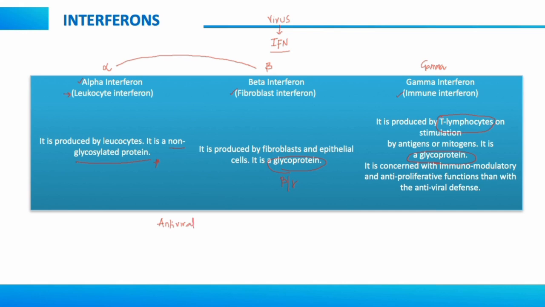Whereas gamma, what is the major mechanism of action? What is the major use of gamma? Gamma interferon has immunomodulatory properties. So immunomodulation and anti-proliferative function is more than the antiviral defense. That is the reason we use it in a peculiar disease called chronic granulomatous disease, where there is an issue with immunity. That is, there is defective phagocytosis. So now you are thorough with the different classes of interferons.